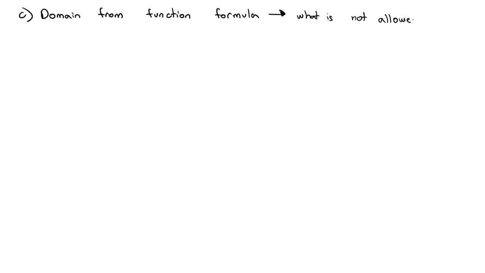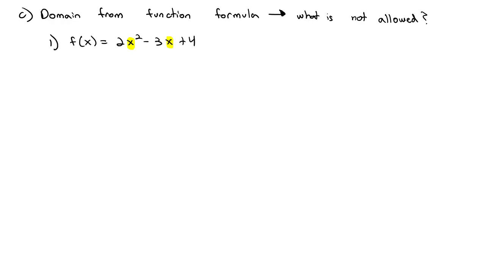But what if we just had a function? What if we want to find the domain from the function formula? Well, usually it's easier to start by thinking about what is not allowed. So for example, if I have f(x) = 2x² - 3x + 4, we're looking at what's not allowed to go in for our variable x.